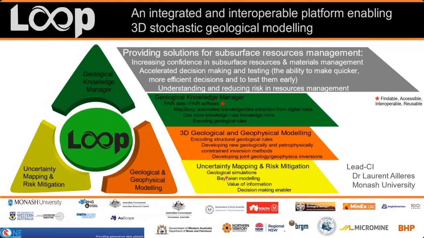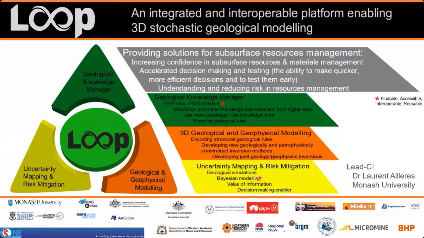And finally, we've got the third pillar in yellow here. The third pillar is throughout the entire workflow, and it looks at uncertainty mapping and risk mitigation. And we're actually looking at uncertainty through the ensemble generator that Mark Lindsay has been working on since his PhD at Monash and now as a postdoc at UWA. So looking at checking the input data sets, if you want, and generating hundreds of models and looking at the variability in those models. So this is the ensemble generator, so stochastic type simulations.